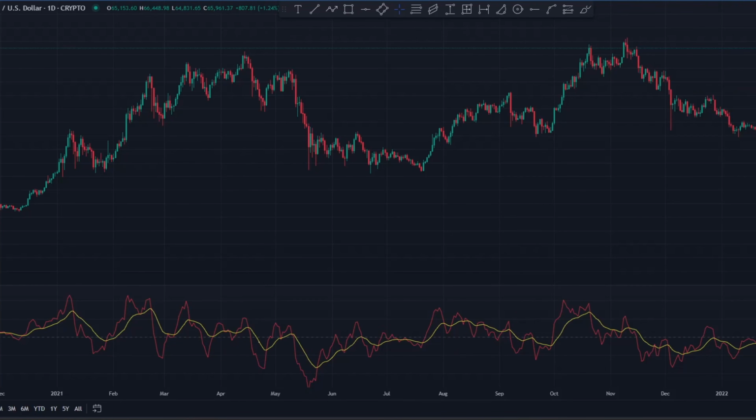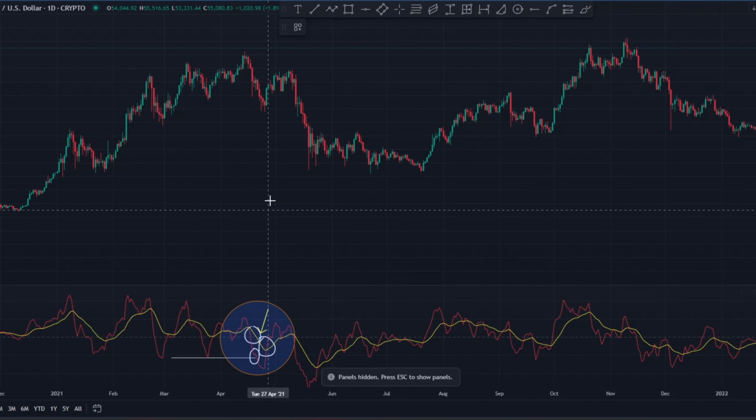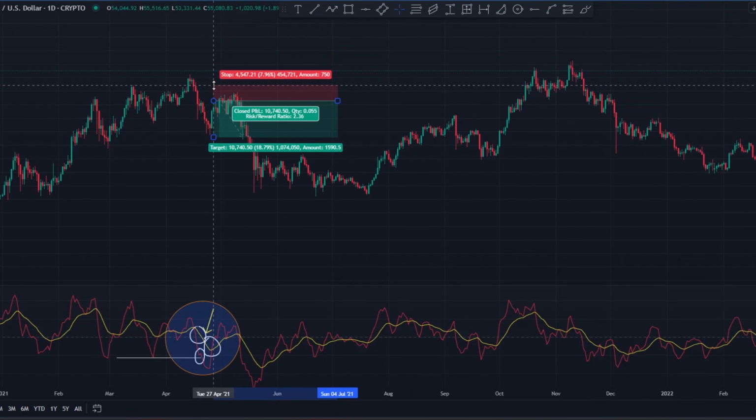Let's quickly flip the script and look for a short setup. We're looking for the same steps in reverse. A new MACD low, a downward sloping signal line, and the MACD reverting back to the signal line. Here, we see the pullback, the MACD makes a new low, and we set our stop loss just above the swing high. Another winning trade.